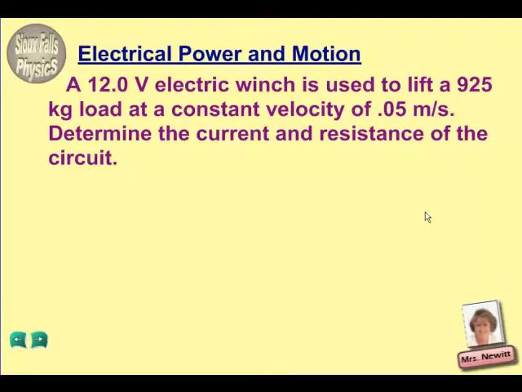If you click down this link, you might want to know more about how electrical power can be used together with motion. In our example here, a 12-volt electric winch is used to lift a 925 kilogram load at a constant velocity of 0.05. Determine the current and resistance of the circuit.